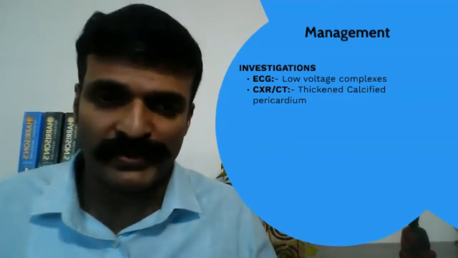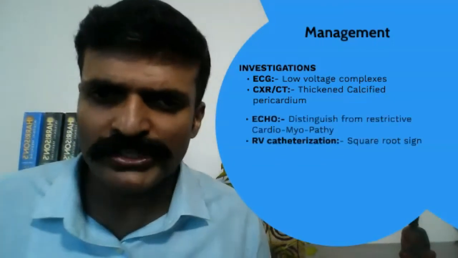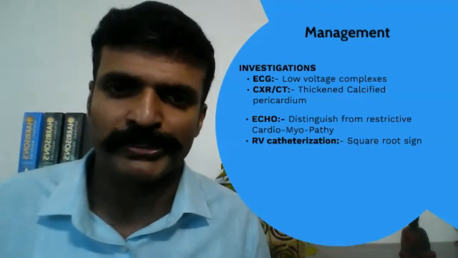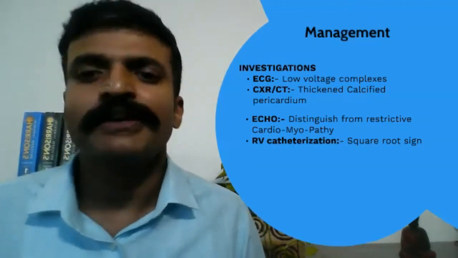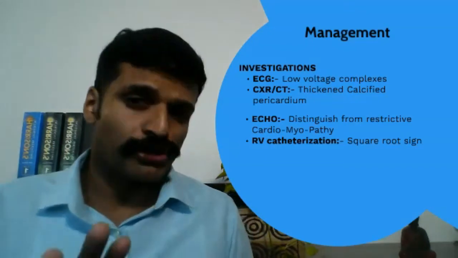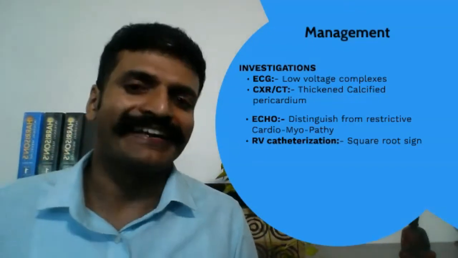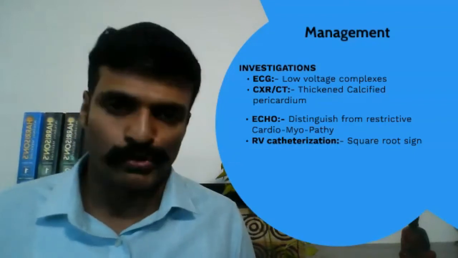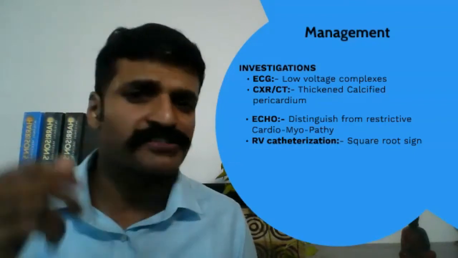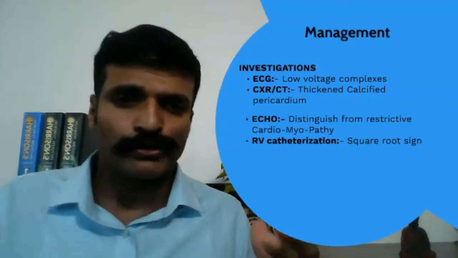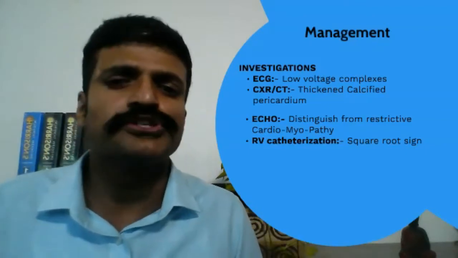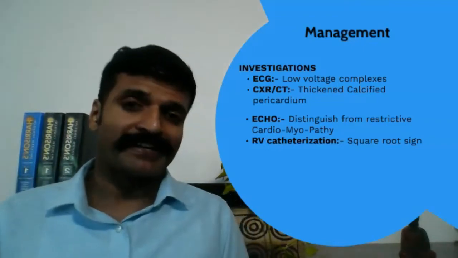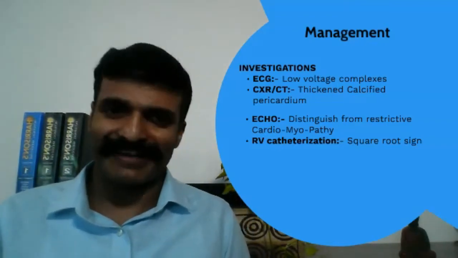Echocardiography, of course, is very, very useful because it will distinguish from other conditions like restrictive cardiomyopathy as well as cardiac tamponade. Right ventricular catheterization is not done nowadays, but I did tell you how that leads to the classical square root sign. Okay, so that's just a trivia that you can remember for your MCQs or something, but not usually done. Now, management of constrictive pericarditis is very, very difficult and challenging.